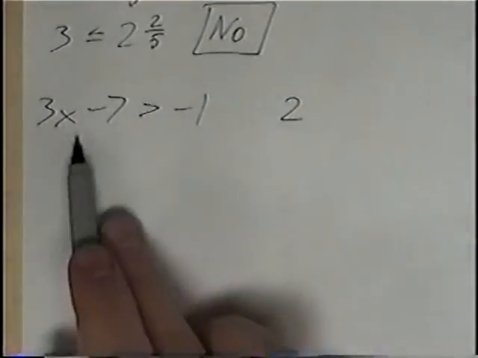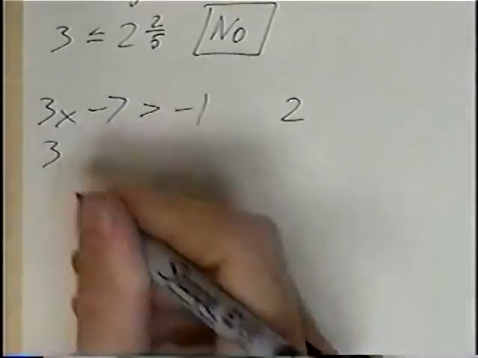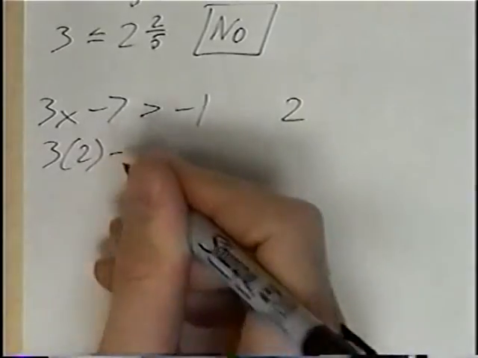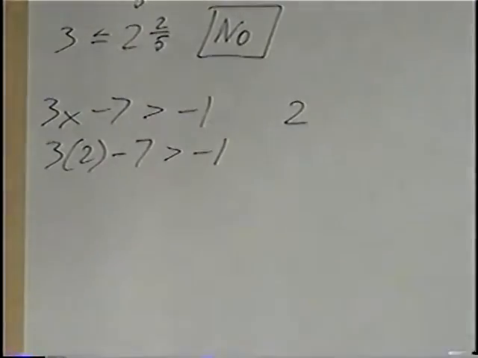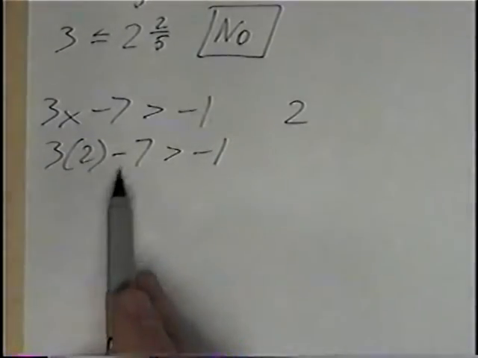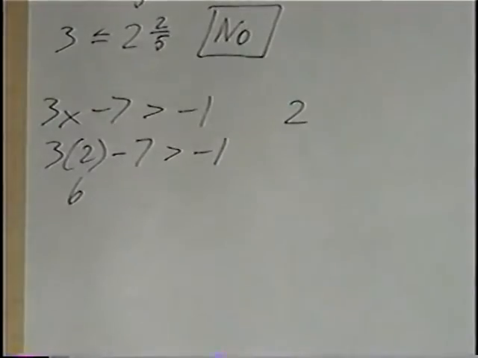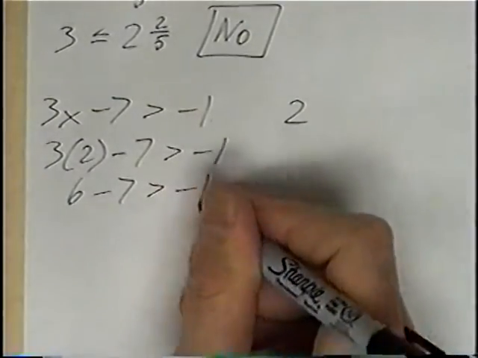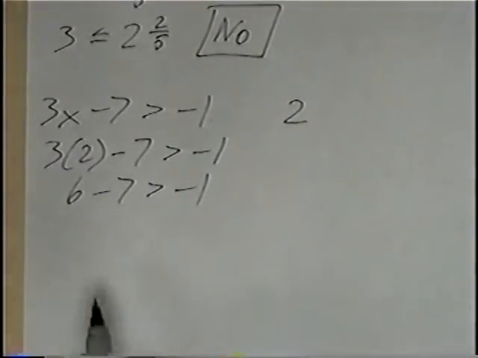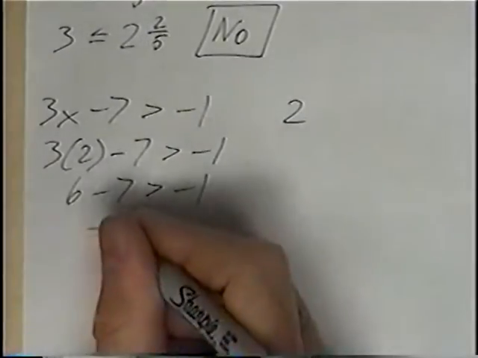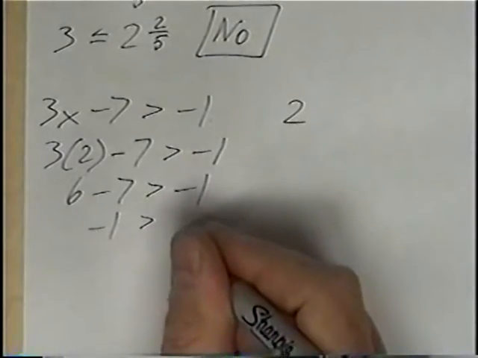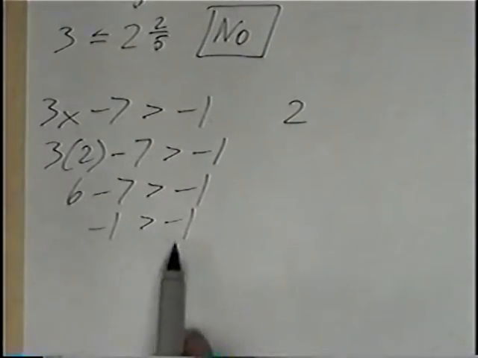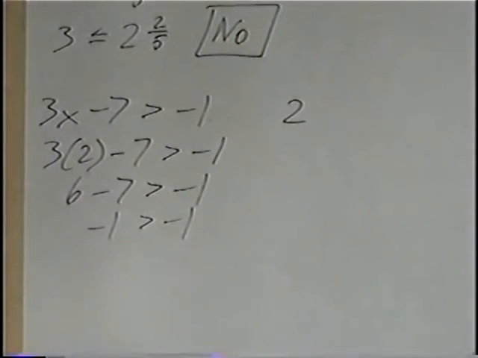Again, take the number, plug it in for the variable. So 3x would be 3 times 2 minus 7 is greater than -1. Multiplying, multiply before we subtract. 3 times 2 would be 6. 6 minus 7 is greater than -1. 6 minus 7 would be -1. And we're left with -1 is greater than -1.